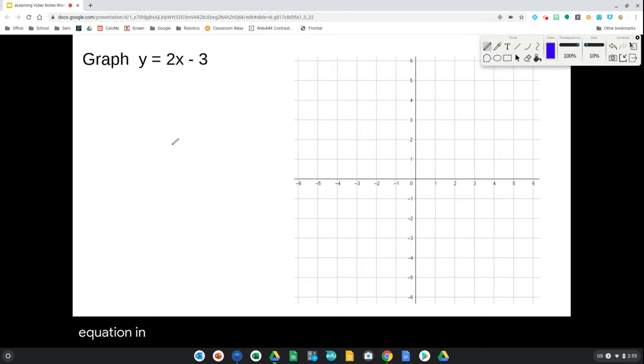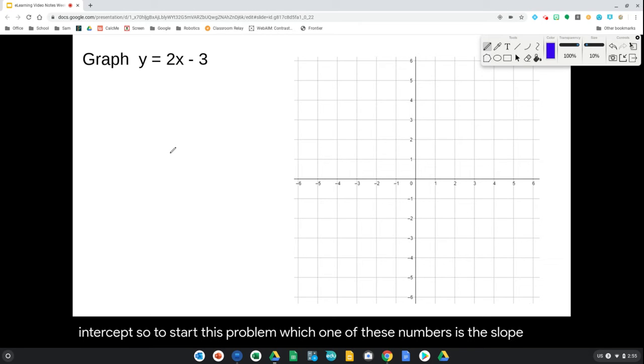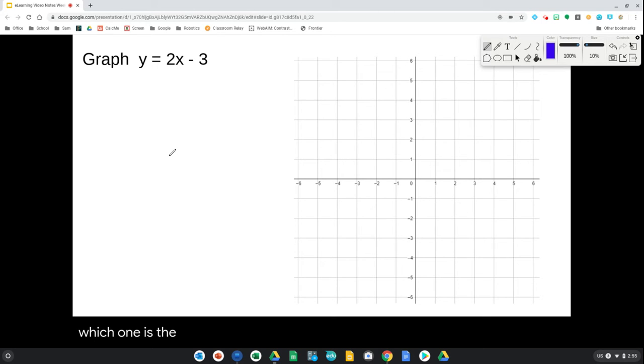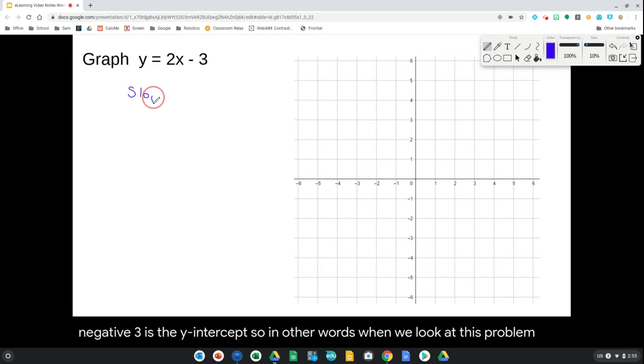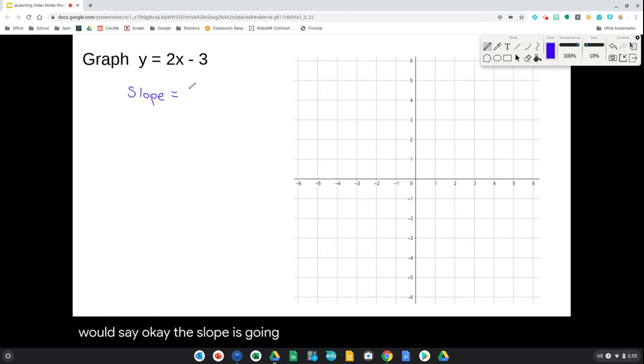because one of the numbers in this equation is the slope, and one of the numbers in this equation is the y-intercept. So to start this problem, which one of these numbers is the slope and which one is the y-intercept? Okay, so the 2 in this problem is the slope, and the -3 is the y-intercept. In other words, we would say the slope is going to equal 2, or we might even say 2 over 1, and that the y-intercept is going to equal (0, -3).